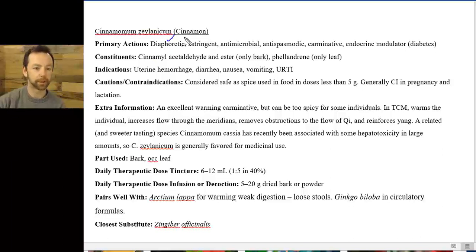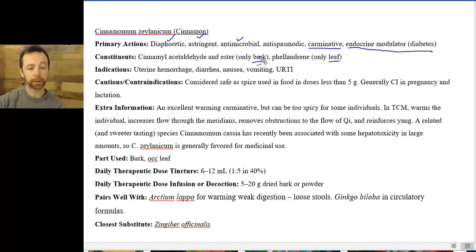It's a diaphoretic, sure is. Astringent, yep. Antimicrobial, yeah, to some degree. Antispasmodic, to some degree. Carminative, that's one of the main properties. And we've got endocrine modulator here in diabetes. A couple of different constituents. Now you will see here we've got bark and we've got leaf.